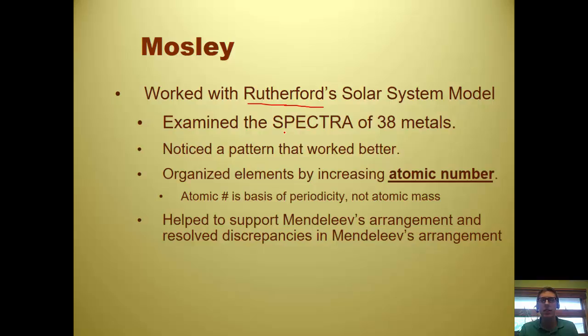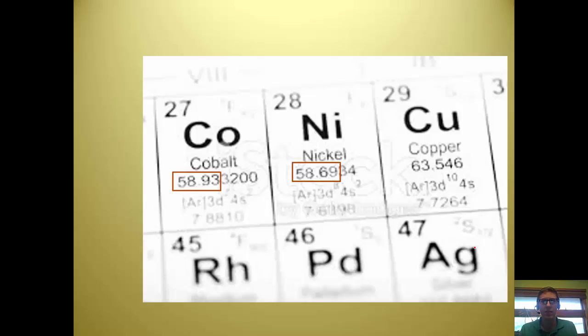And Moseley examined the spectra, which is basically he shot X-rays at different metals and saw what they gave off. And he noticed a pattern that worked better for a periodic table, and he organized them by atomic number. Because atomic number, remember, is protons instead of just the atomic mass. And the atomic number is the basis of periodicity. And it helped to support Mendeleev's arrangement and resolve discrepancies in his arrangement, but again, it's not the atomic mass.